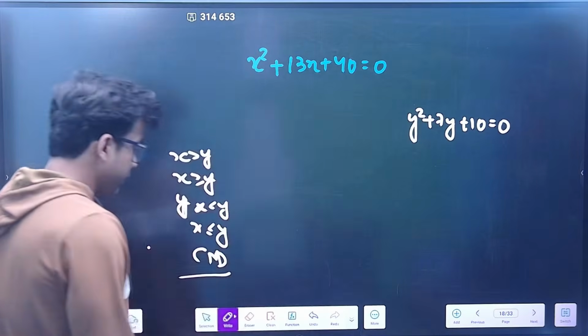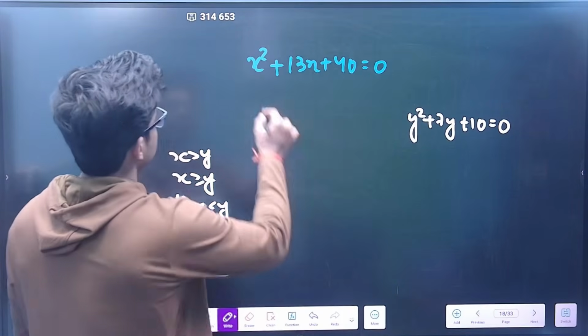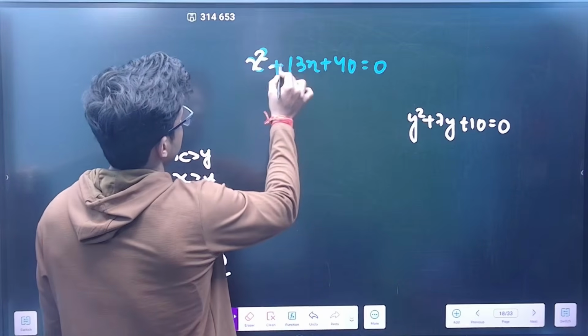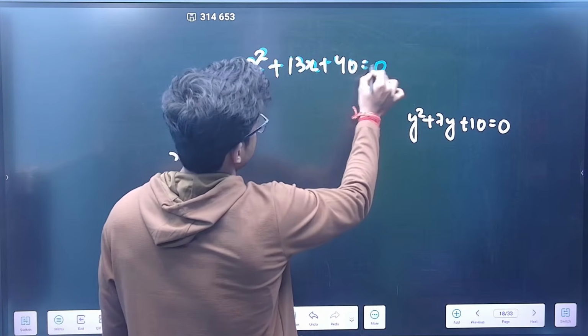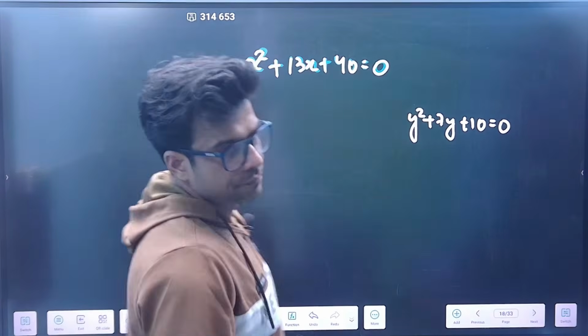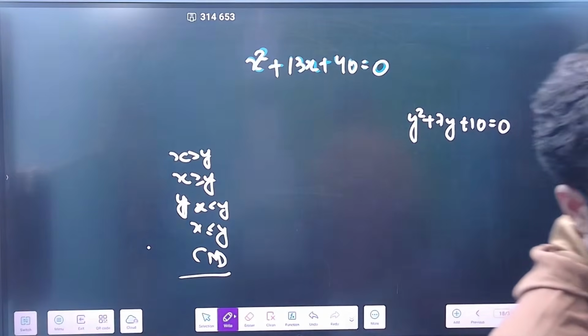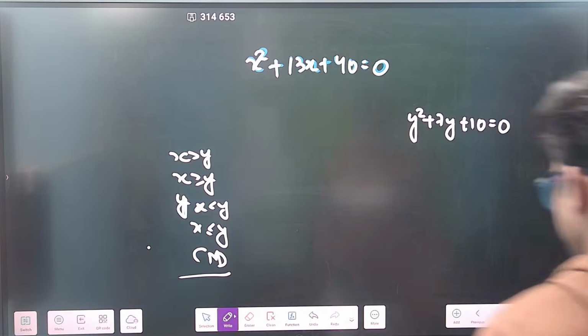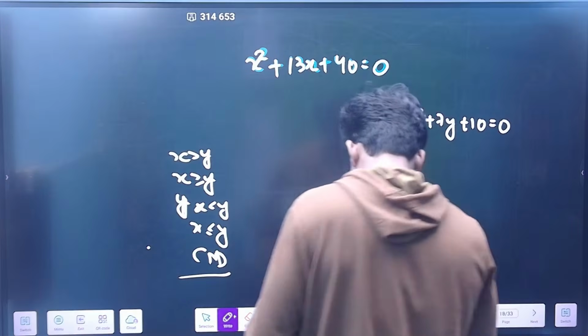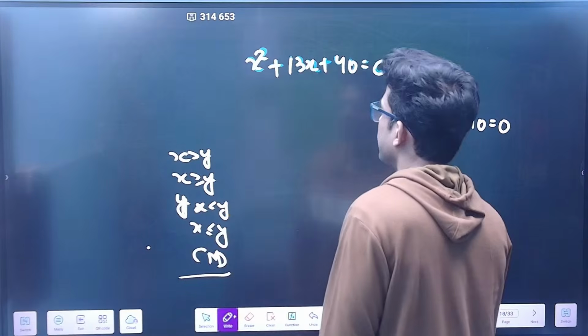Try guys, try everyone. This is x square plus 13x plus 40 is equal to 0. Solve, then I'll solve. Solve, come on.